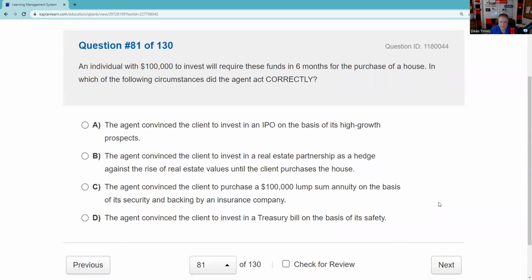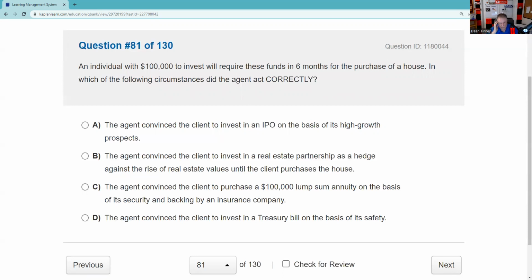An individual with $100,000 to invest requires the funds in 6 months to purchase a house. We told you that this is very much a test question, this thing about somebody having a very short time horizon and what would or would you not do. The last question was, I didn't think very suitable, but the guy put it into an ETF. If I were your compliance officer, I would have frowned on that.